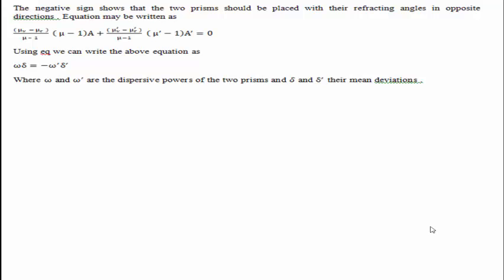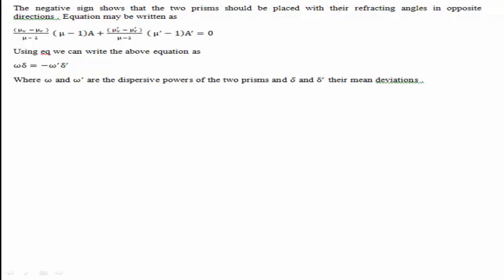The equation may be written as (refractive index of violet minus refractive index of red) whole divided by (ν minus 1), multiplied by (ν minus 1) multiplied by A, where ν minus 1 gets cancelled out, plus (ν' V minus ν' R) whole divided by (ν' minus 1), multiplied by (ν' minus 1) multiplied by A'. ν' minus 1 gets cancelled out, is equal to 0.